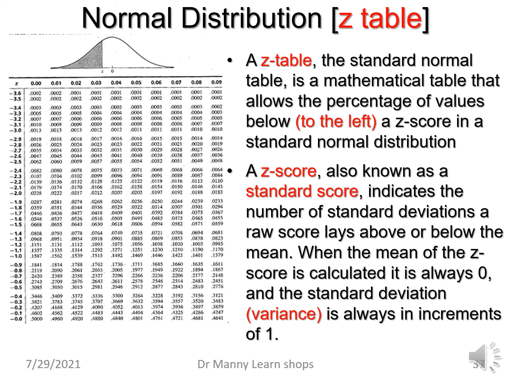Here's an example of a normal distribution, a Z-table. A Z-table, that's the standard normal table, is a mathematical table that allows the percentage of values below, to the left of, a Z-score in the standard normal distribution. A Z-score, also known as a standard score, indicates the number of standard deviations a raw score lies above or below the mean. When the mean of a Z-score is calculated, it's always 0, and the standard deviation, which is the variance, is always in increments of 1.